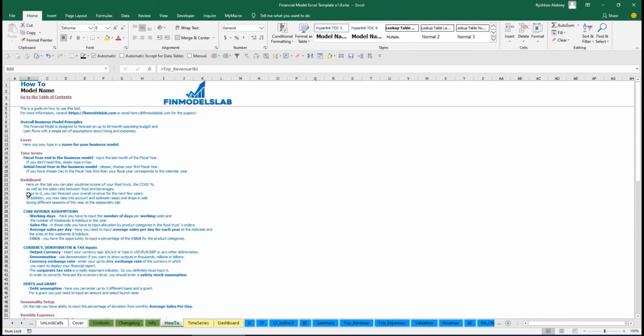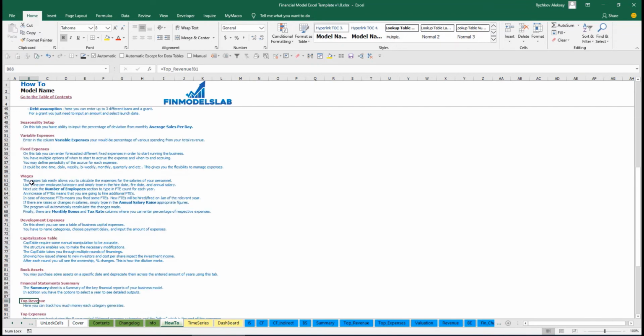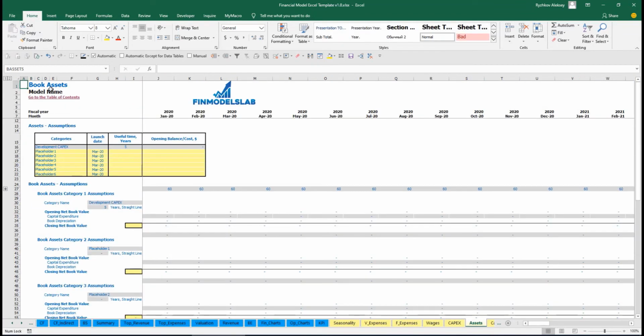Any header of this section is also clickable, so you may click on, for example, Book Assets, and you go directly to this tab.